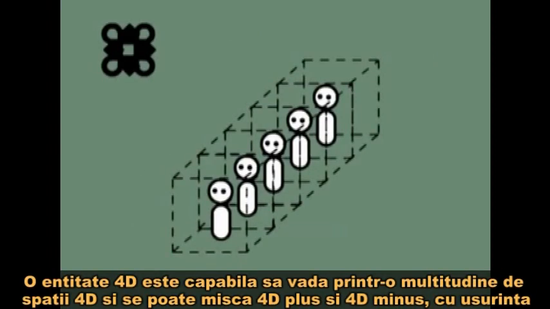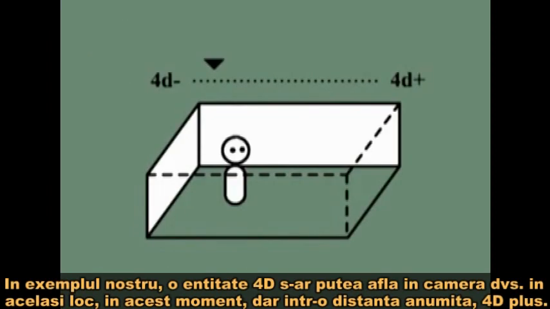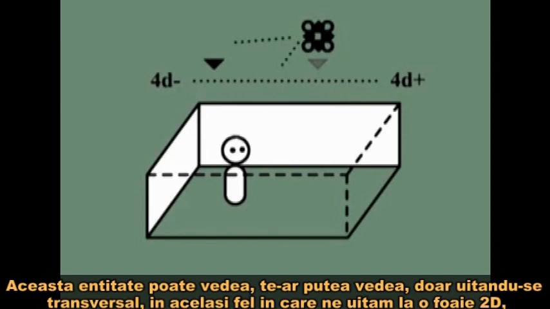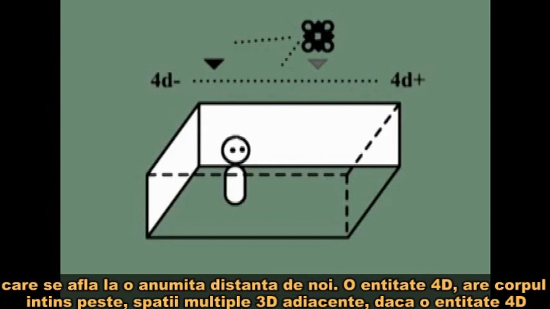A 4D entity is able to see across a multitude of 3D spaces, and move 4D plus and 4D minus with ease. In our example, a 4D entity could be in your room, sitting in the exact spot you are right now, but at a certain 4D plus distance. This entity can see where you are just by looking across, the same way we look at a 2D paper that is at a certain distance from us.